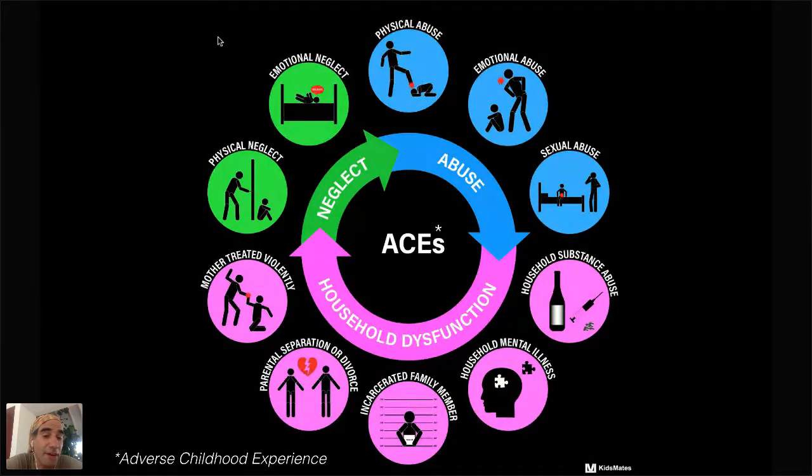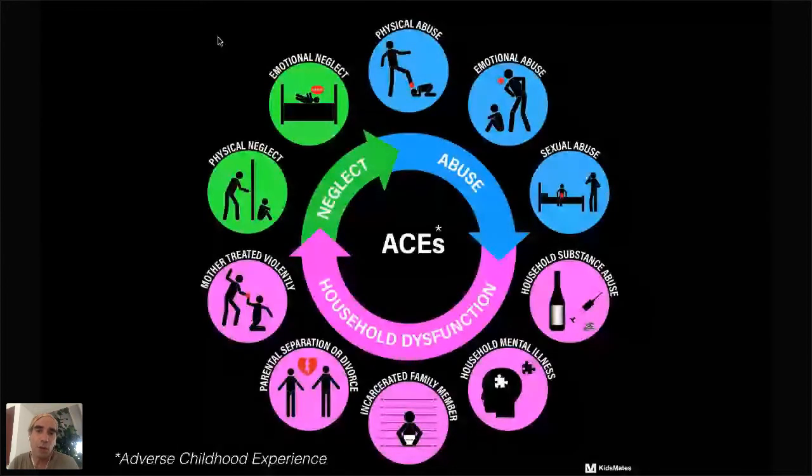Or it could be that the parents separated or got divorced, and the child grew up without the love and support of their entire family. Or it could be that the child watched their caregiver being treated violently by another person. So these kinds of adverse childhood experiences show us what a non-nurturing environment looks like.